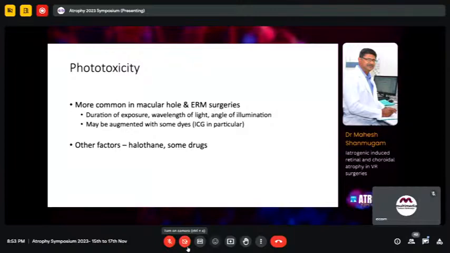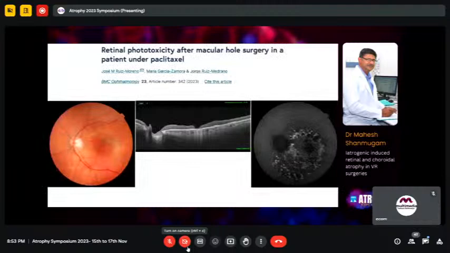Other factors such as halothane and some drugs, if the patient is on, can increase the risk of phototoxicity following VR surgery. A recent publication hypothesized that paclitaxel is a drug that can increase the chance of retinal phototoxicity. And here is an image from the article which shows that the patient underwent macular hole surgery, following which extensive areas of RPE and retinal atrophy can be seen involved in the posterior pole, which is seen distinctly on the fundus autofluorescence. On the OCT, you can see that though the macular hole is closed, there is outer retinal atrophy as well as RPE atrophy.